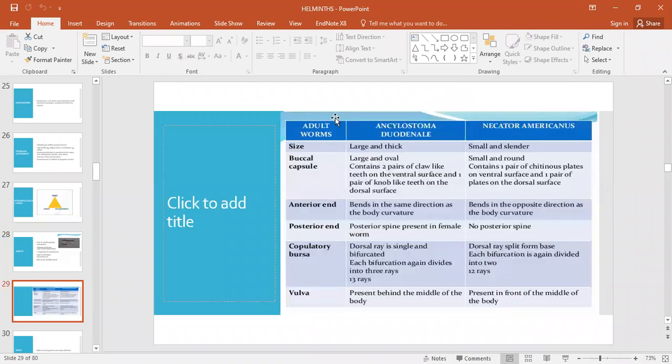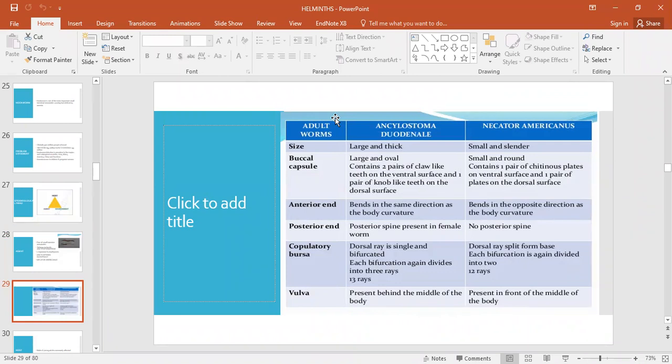Here are the differences between Ancylostoma duodenale and Necator americanus. Ancylostoma duodenale is large and thick and has two pairs of claw-like teeth on the ventral surface. Its anterior end bends in the same direction as the body curvature, and a posterior spine is present in the female form. It has the vulva behind the middle of the body.